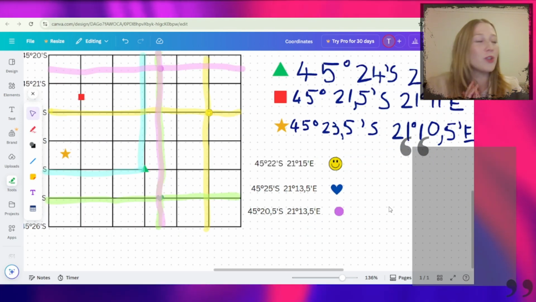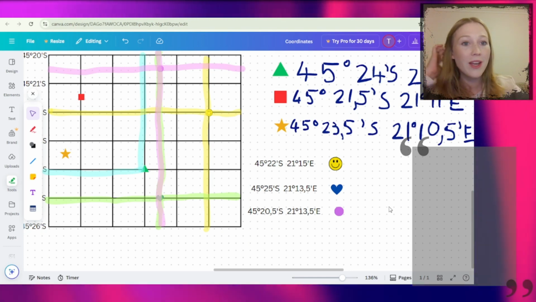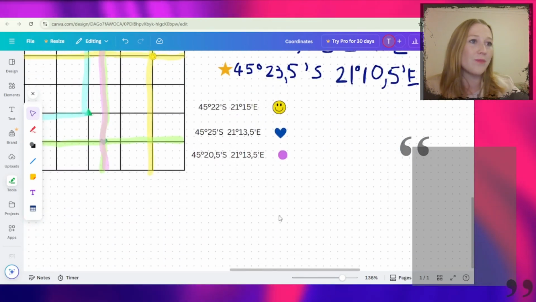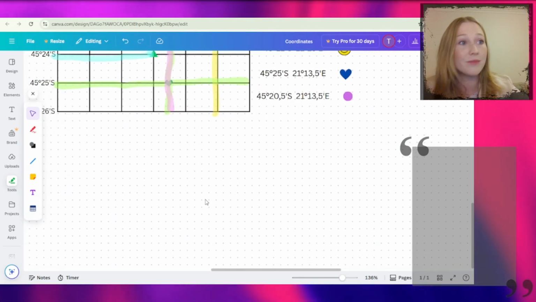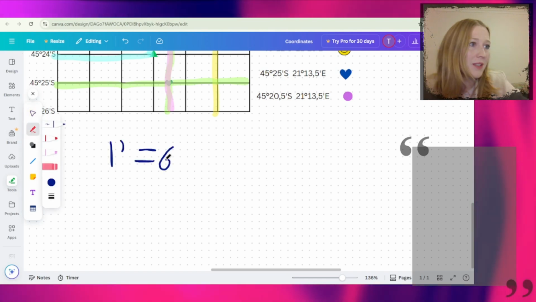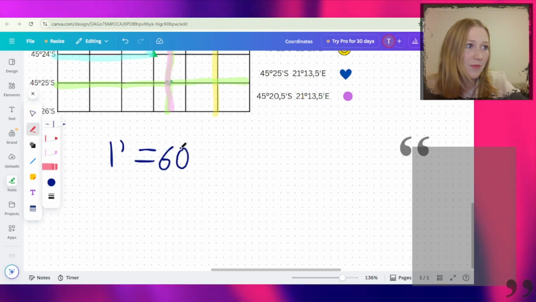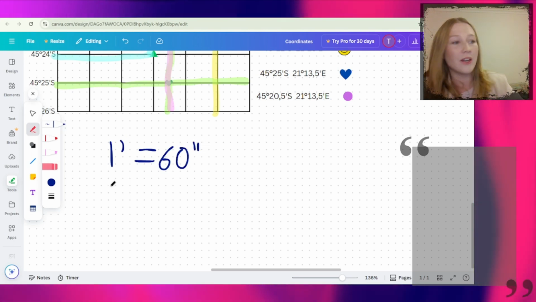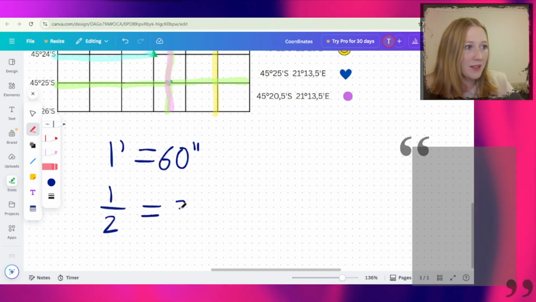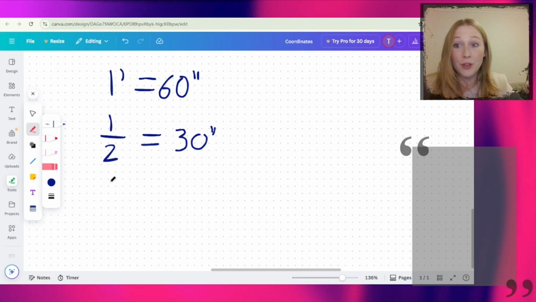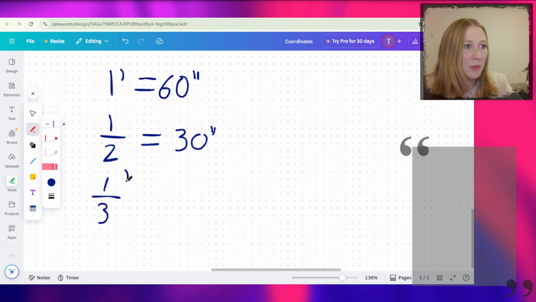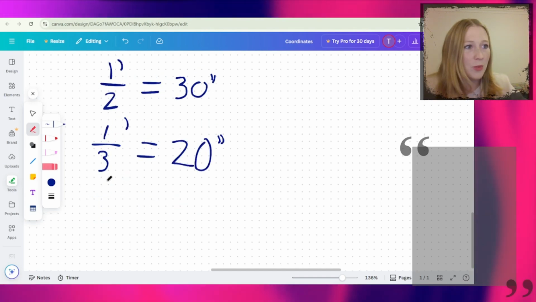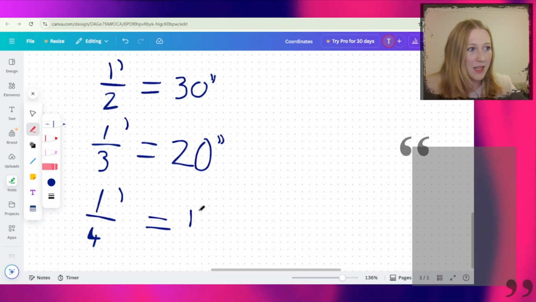Great. Now for the next thing that I want to show you, and that is what a half a minute is. In coordinates, just like in time as well, 1 minute is 60 seconds. And in coordinates, we write seconds like that. Then a half a minute is 30 seconds. Let's put in a third of a minute. Oh, I need to remember my units. Always remember your units. Is 20 seconds. And let's just put in a quarter is 15 seconds.